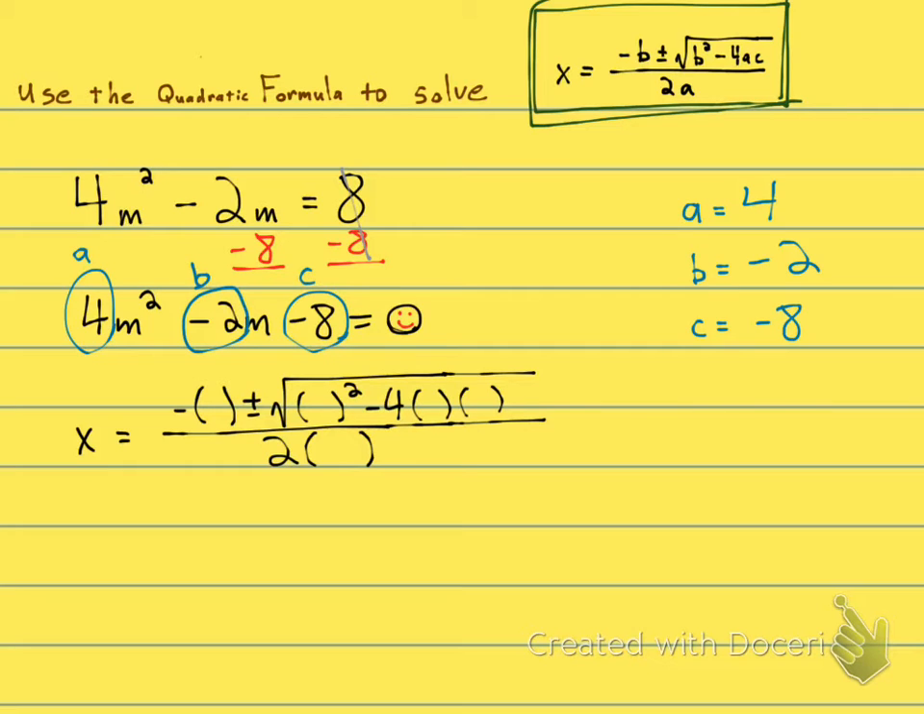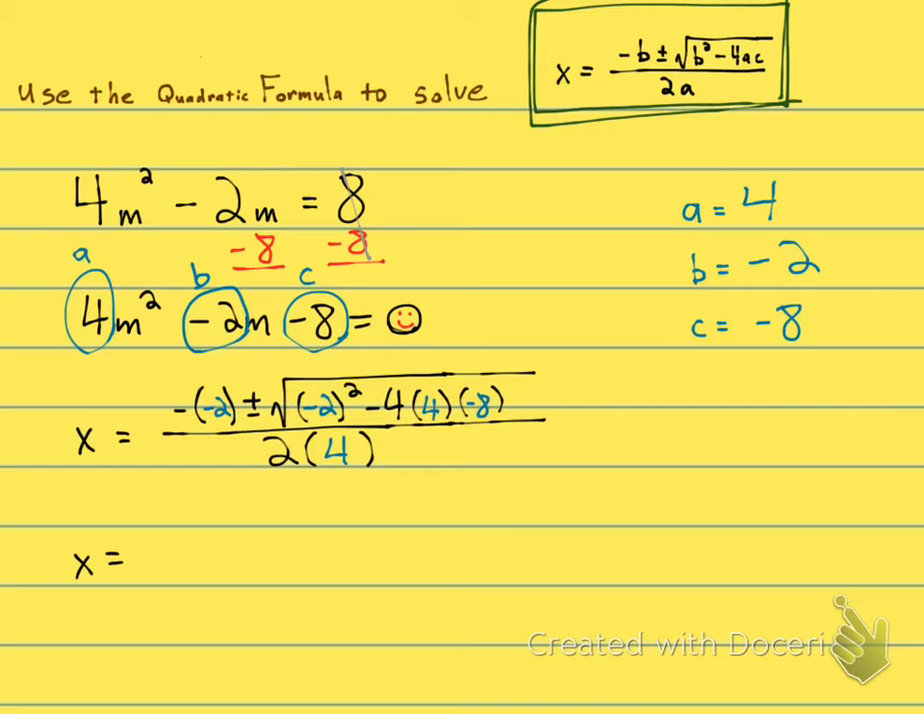All right, let's plug it in. B is negative 2. And B is negative 2. A is 4. C is negative 8. And A is 4. Alrighty, let's see what we have now.